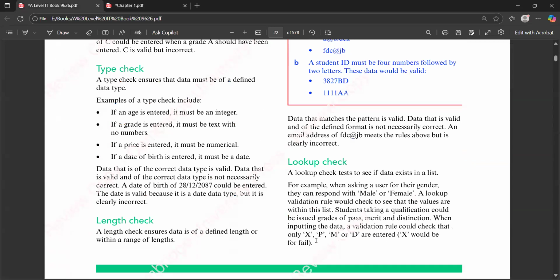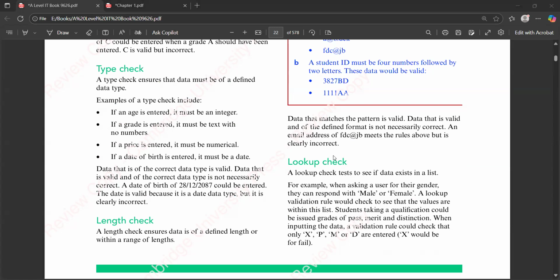Now the next example, which is a type check. Do you know anything about this? Type check meaning the type, the format is the same. Hmm. Type check meaning the type of text entered is the same. Yes.